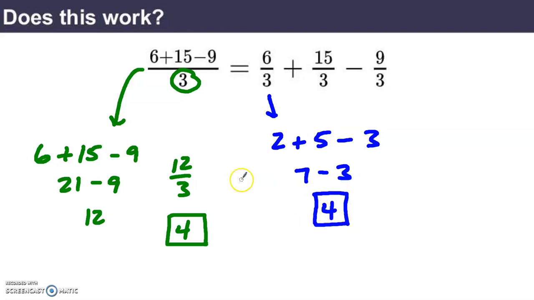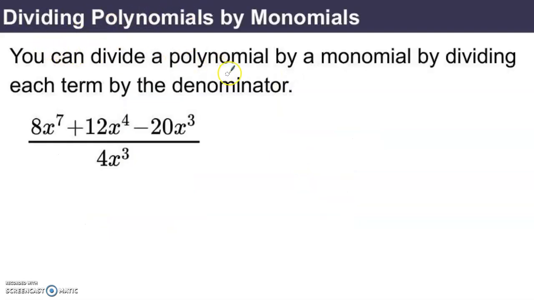It turns out that it's true that if you need to divide a sum and or difference by one thing, it means the same thing to simply divide each term of that by the divisor. So that's the idea that we're going to use for today's topic. So what it says here is that you can divide a polynomial by a monomial. Remember that a monomial is a one-termed polynomial, like 4x cubed here. You can divide this polynomial by that monomial by simply dividing each term by the denominator.